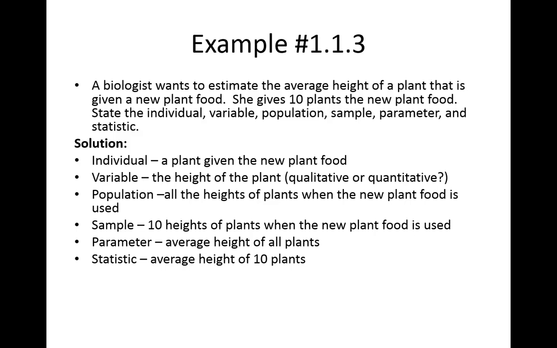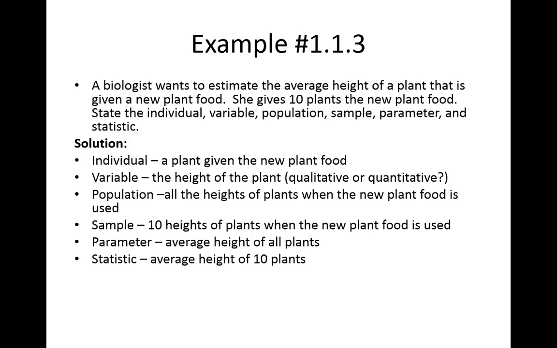From the individual, the variable is the information we're going to get from that plant, which is the height of the plant, and that's quantitative because it'll be a number that indicates either the height in inches or centimeters or whatever the units are. The population is the set of all the heights of plants when the new plant food is used. So again, that population would be very large. We'd have to look at the collection of all heights, of all the plants that were given this new plant food. And that's too hard to get our hands on.